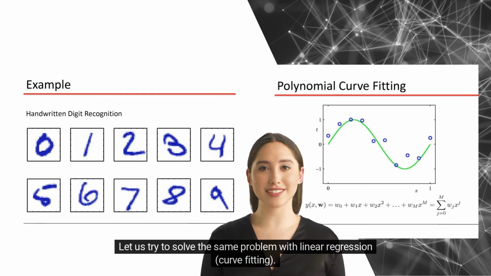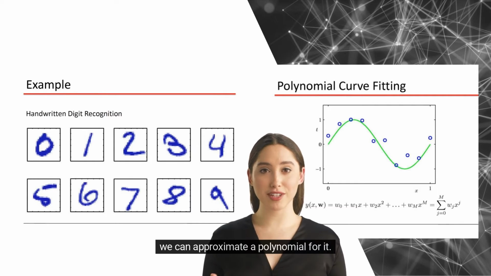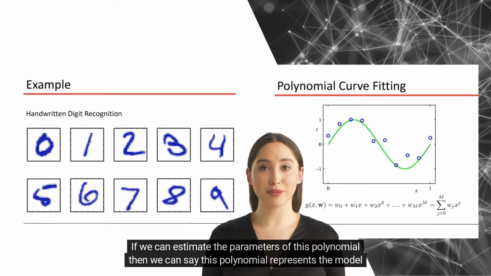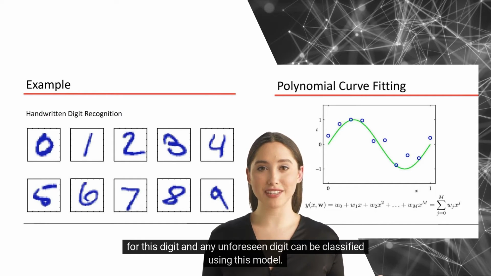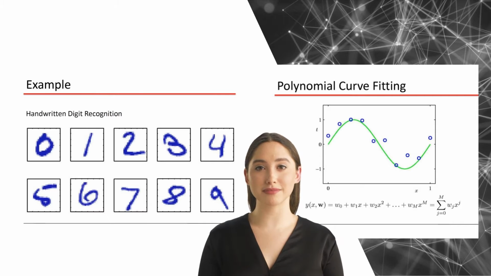Let us try to solve the same problem with linear regression, curve fitting. We can represent a digit with 9 points, the blue dots, and if we were to make rules to guess this digit, we can approximate a polynomial for it. The equation of the polynomial is shown below and is shown as a green line. If we can estimate the parameters of this polynomial, then we can say this polynomial represents the model for this digit, and any unforeseen digit can be classified using this model. But the challenge is finding the parameters of this polynomial.